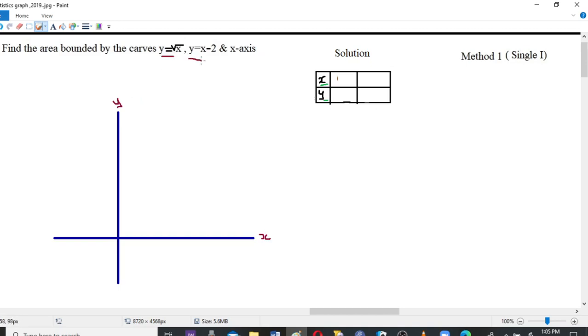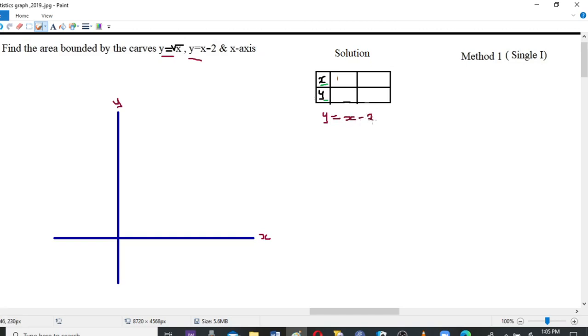y is equal to the square root of x, y is equal to x minus 2, and the x-axis. Okay, so we can start by graphing this one: y is equal to x minus 2.